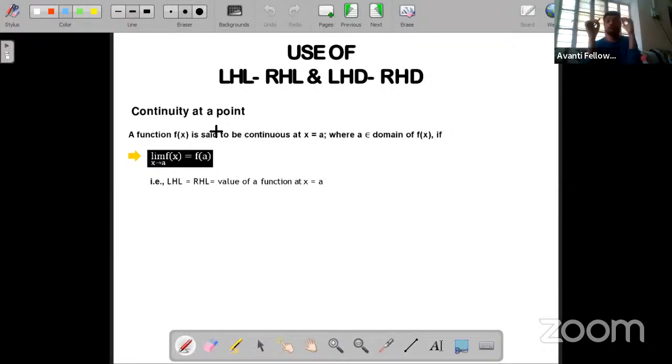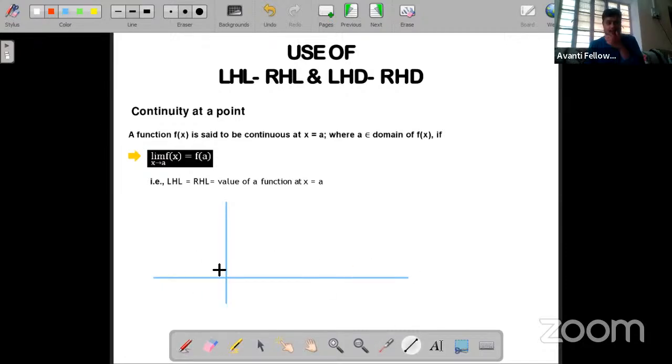that point, we find LHL, means left hand limit, we find RHL, right hand limit, and also we find the function value. If all the values are same as well as finite, then we say that the function is continuous at that particular point. So I'll dictate to you with graph also.